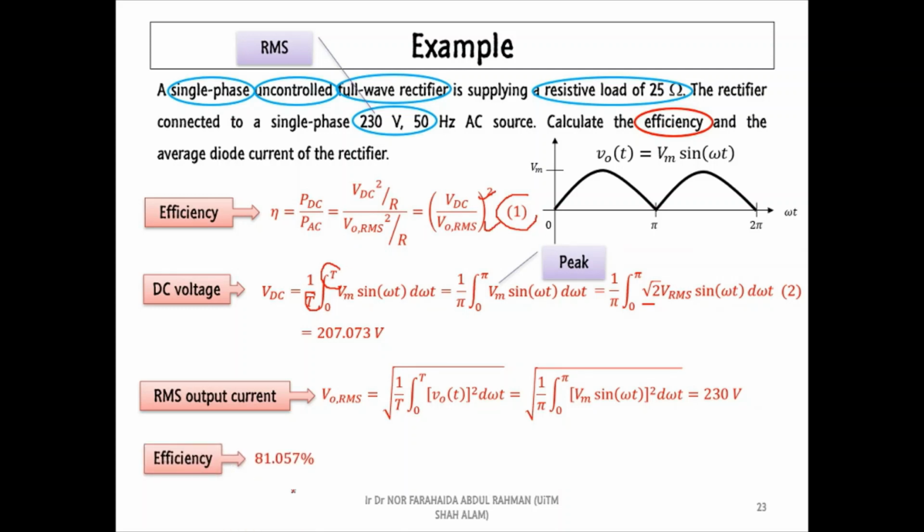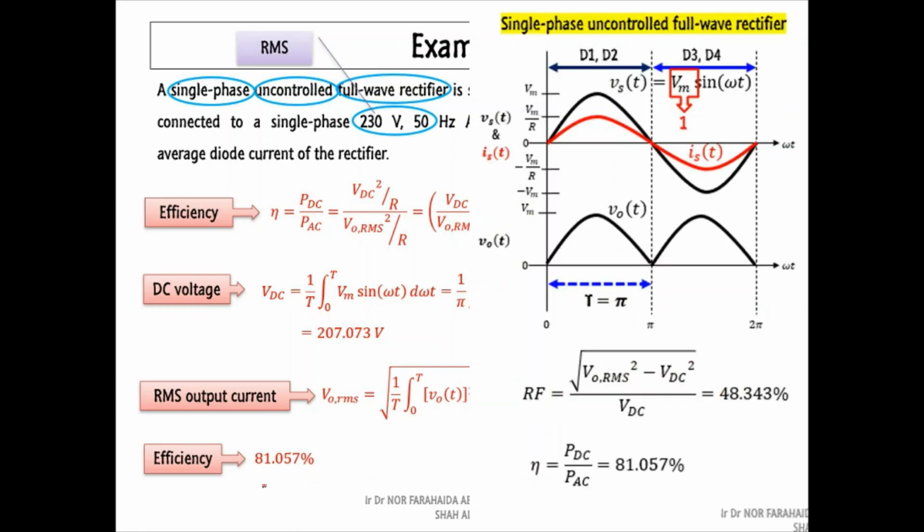Based on the solution, the efficiency of the full-wave rectifier is 81%. If we compare this answer with the efficiency in the previous discussion, we can see that both values are the same. Here we can conclude that the efficiency of any single-phase uncontrolled full-wave rectifier with a resistive load is fixed at 81% regardless of the AC supply voltage values.